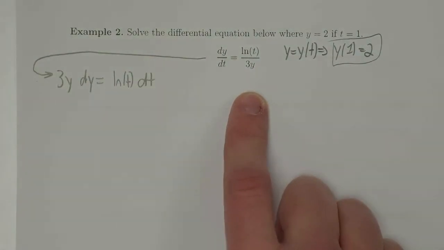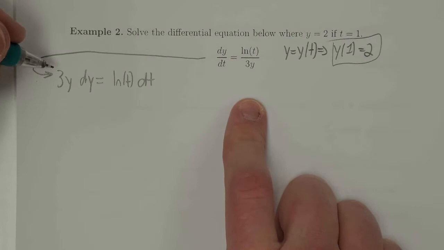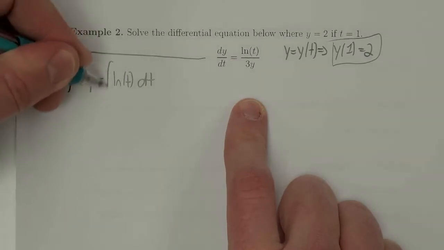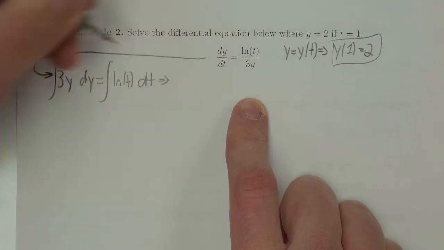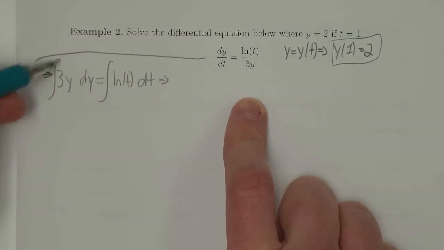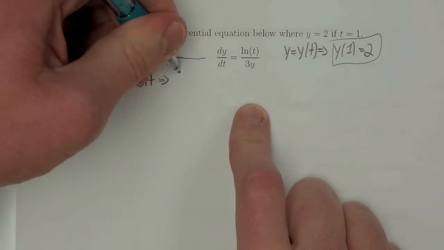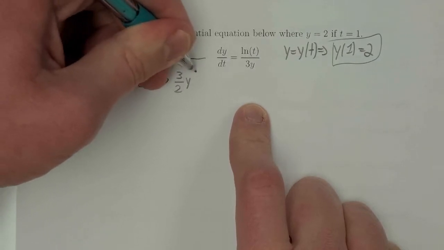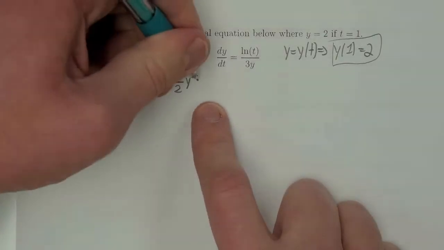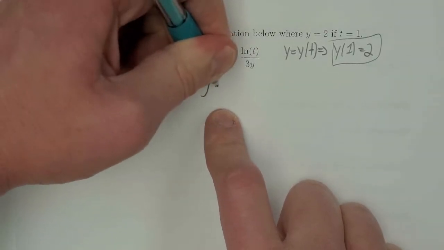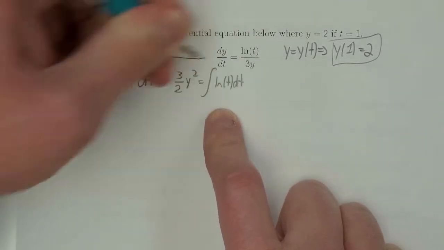Good. Alright, so here's what happens. If we do that, we'll integrate both sides. With this side here, you should be able to see pretty quickly that the left-hand side becomes 3/2 times y squared, right? But here's the kicker. Now we need to integrate natural log of t dt, right?